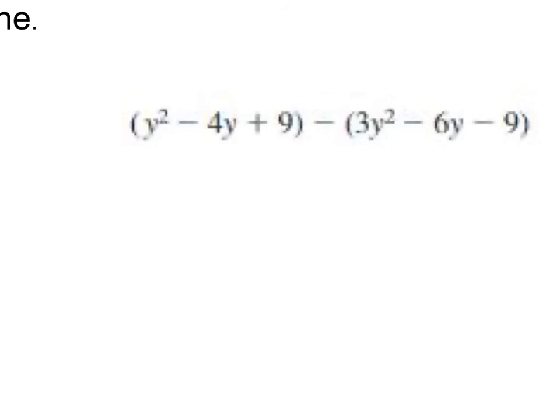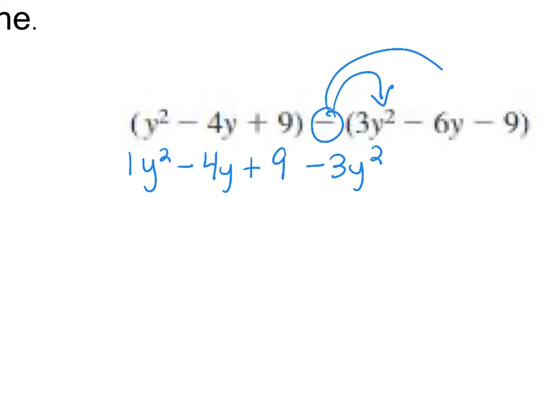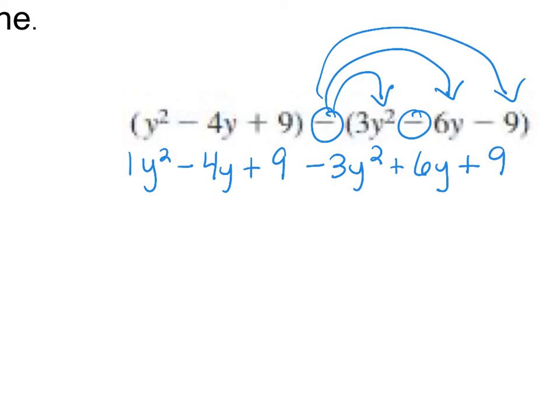So the horizontal method, I'll rewrite y squared, 1y squared, minus 4y plus 9. And I need to distribute again. So I'm going to distribute minus 3y squared. A negative times a negative is a positive 6y. A negative times a negative is a positive 9. So I have to distribute first, and then it's just an adding problem like what you did.